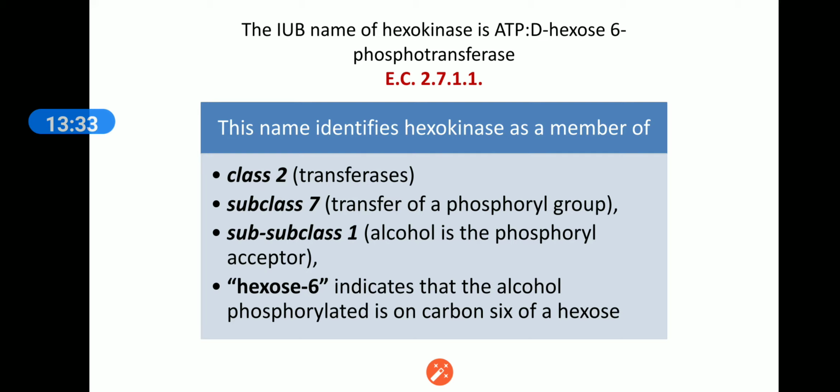In this EC number, the 2 indicates the class, which is transferases; the 7 indicates the subclass, which is transfer of phosphoryl group; the 1 indicates the sub-subclass, where alcohol is the phosphoryl acceptor; while the final 1 indicates that the alcohol phosphorylated is on carbon number 6 of hexose.